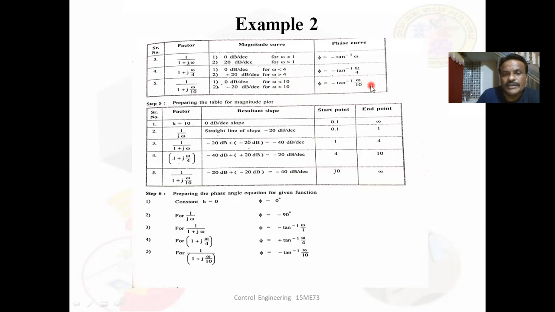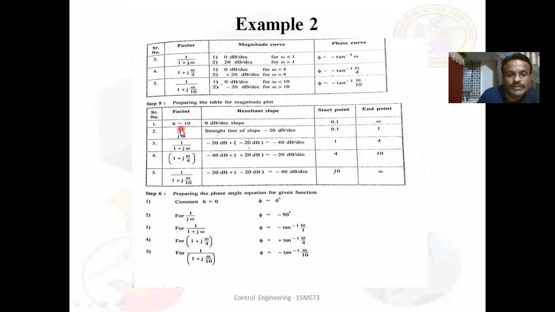Then the phase angle is plus or minus tan inverse of omega by 10. Once you complete step 4, coming to step 5, prepare the table for magnitude. We have to find the resultant slope for each factor. Then K is 10, so if you convert this into decibel, that is 20 dB. So 0 dB per decade slope.